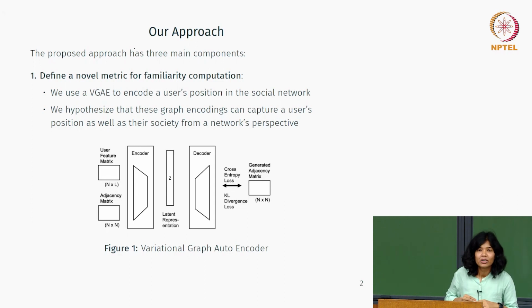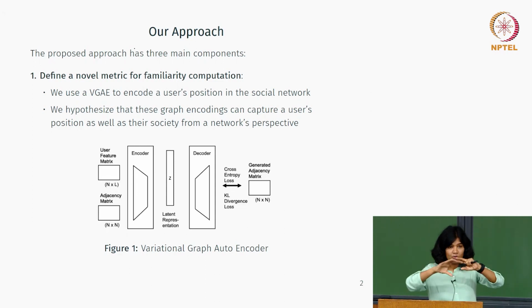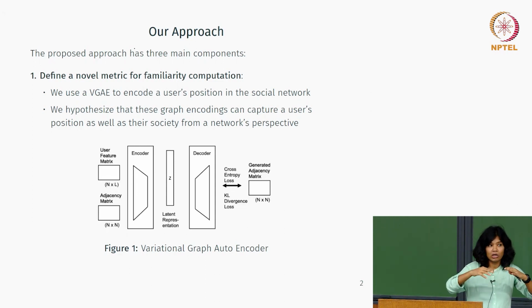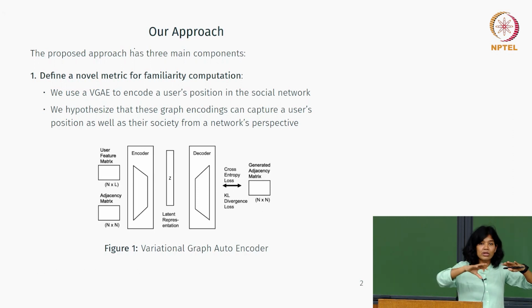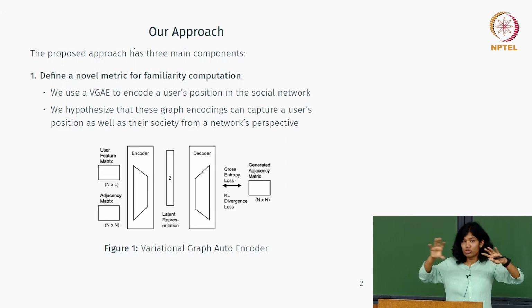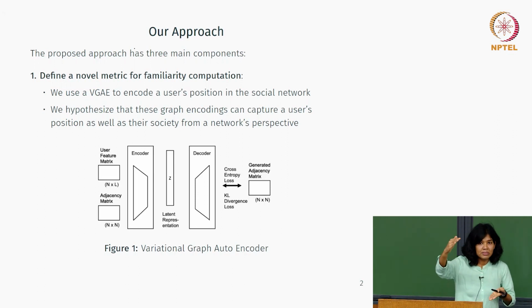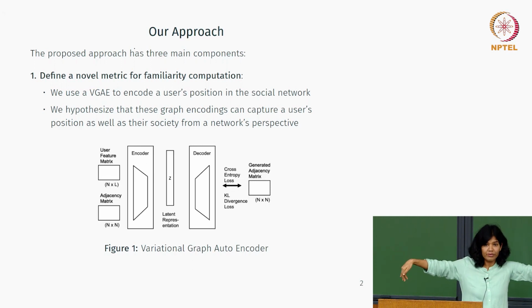So how do we represent a user through the graph? We use a GCN or an autoencoder to get the representation of a user. Now what does that representation say? It basically says how I am connected in the whole network.